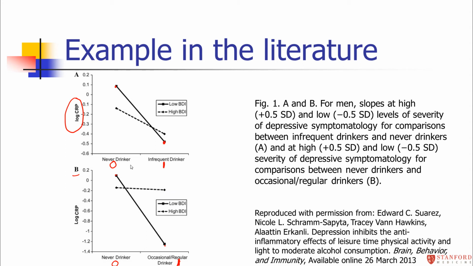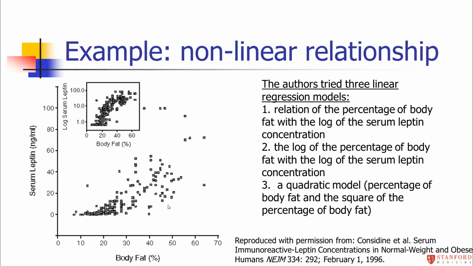And that is an interaction. That's what we mean by an interaction. So this kind of picture nicely illustrates the concept of interaction. The slope, the relationship between drinking and inflammation, differs for different groups, for the depressed versus the non-depressed. That's an example of interaction, which again we'll talk about formally next week.